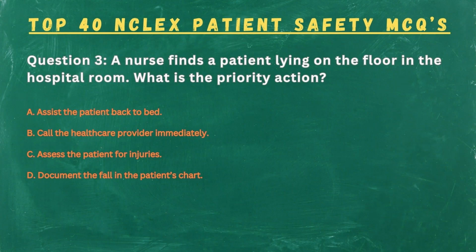Question 3. A nurse finds a patient lying on the floor in the hospital room. What is the priority action? A. Assist the patient back to bed. B. Call the healthcare provider immediately. C. Assess the patient for injuries. D. Document the fall in the patient's chart. Answer. C. Assess the patient for injuries.